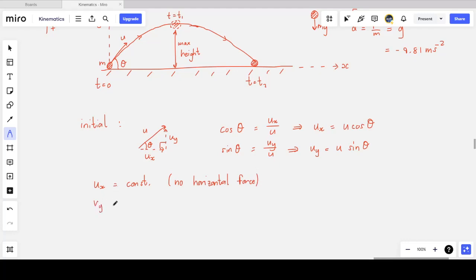The y component of velocity at any time, the final y component of velocity at any point in this diagram, Vy, is Uy plus G times T. So V is equal to U plus AT. We replaced V with Vy, U with Uy, and A with G. But that's how we can apply the equation of motion to find the velocity at any other point if I know what the initial speed is and I know what the time t is.